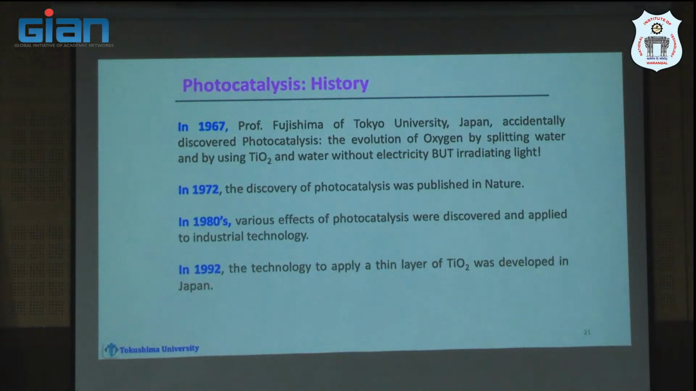And in 1967, that is almost 60 years ago, he was doing this research. The first major paper came in 1972 in Nature. And in the 1980s, researchers started to think about using titanium oxide for various purposes, for solar cells, for photocatalysis, but very few researchers were working on it.